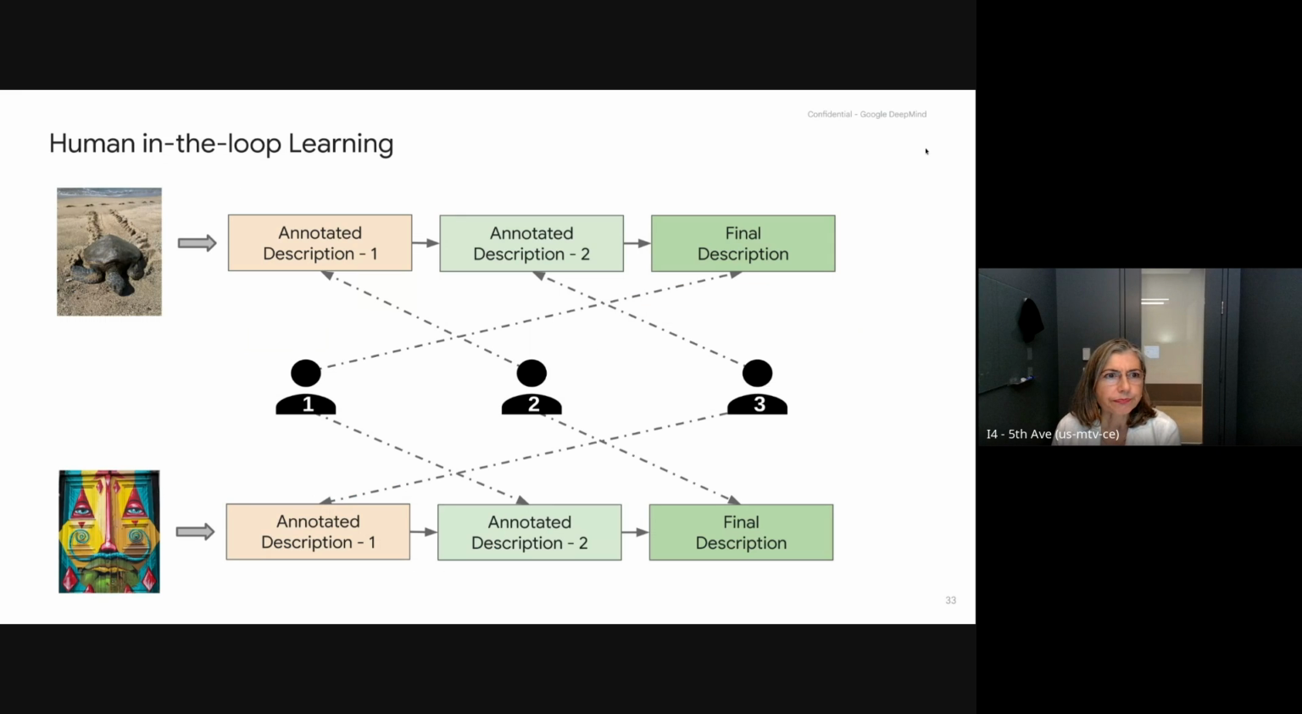So this is what we mean by the human in the loop implicit effect. With this constant annotation pool, each annotator sees what the other annotators are writing, how they are writing, their style, their perspectives, what information they are giving, and they learn from each other. And as a result, the quality of each annotator is also improving.